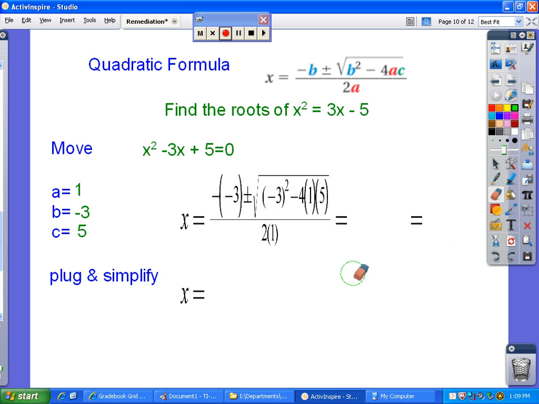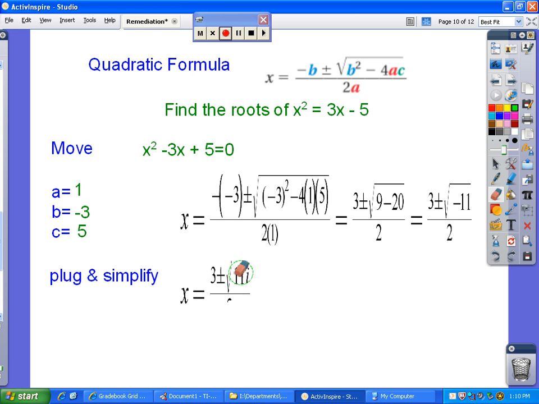All right, so here's what I've got when I plug in all my values for the equation. Now we're going to simplify. So the opposite of negative 3 is a positive 3, plus or minus the square root of 9 minus 20, over 2. And I'm just going to continue to simplify. So 9 minus 20 is negative 11. Well, a negative underneath the radical means I need to pull out an i. So my final answer is 3 plus or minus the square root of 11 i over 2. Make sure that i is outside of the radical. If you want, you can put it in front of the radical.